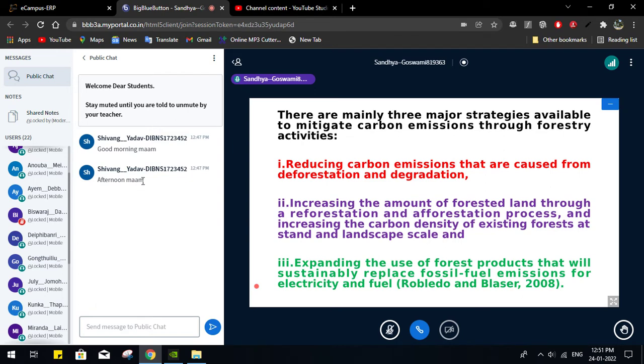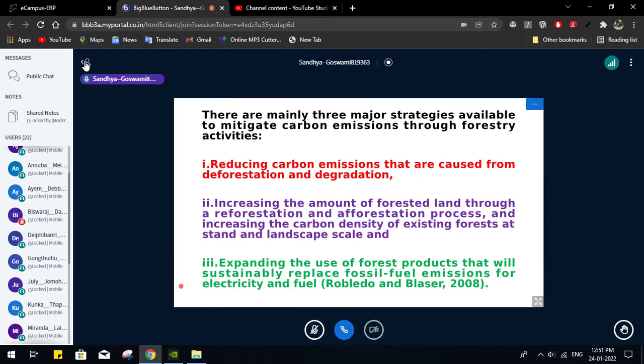No. So when we are saying three major strategies, then the first strategy is reducing carbon emissions that are caused by deforestation and degradation, because it is one of the reasons, you know. So if we have to plan some strategy by which we can mitigate or reduce carbon emissions, or yahan pe through forestry activities, then for us it is important to reduce carbon emission from deforestation and degradation, number one.